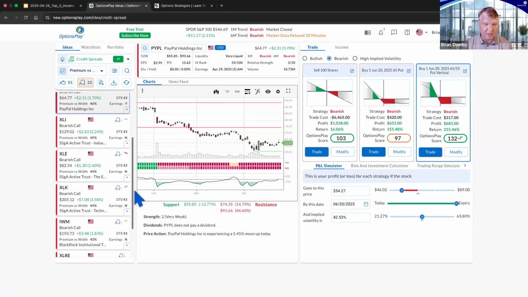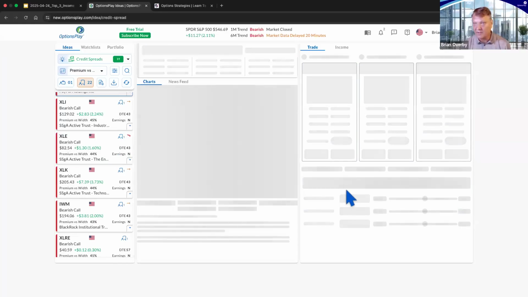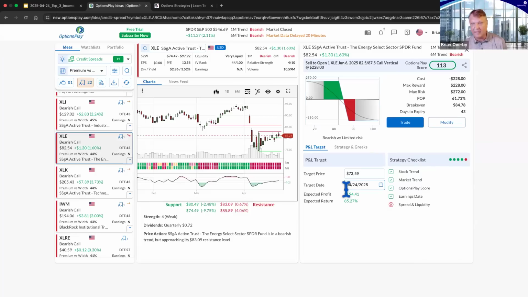So we're going to scroll down in here, and notice that it's also doing XLE, the ETF that tracks energy. It's saying here we have a bearish call trade that you might be interested in doing on the XLE. Energy has had a fairly decent ride up recently, and today they did it again. It's up about 1.6%. Here is a bearish trade. We're going 5 points wide, bringing in $2.28 or $228 on a 5-point wide spread.